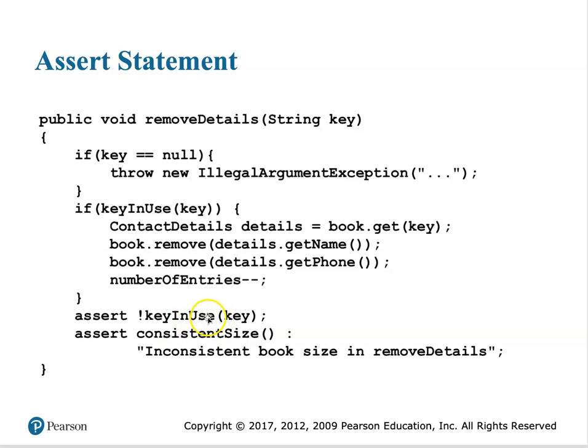So we want to say, if this is false, we want to say that it's not the key in use. We want to assert that the key is not there. And if we've tried to remove the object and the key is still there, something went horribly wrong. So this should come back as true unless there was an error above it. And then consistent size is going to be the method which is going to return true or false. And if consistent size returns false, then we want to put as our assertion the book size in remove details is now inconsistent.